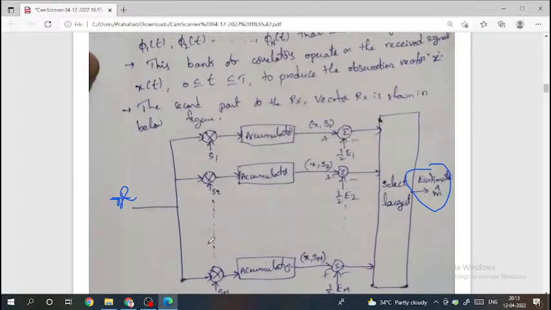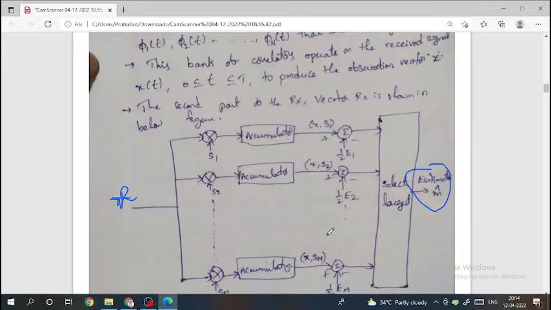See here, these m signal vectors are individually multiplied with the corresponding observation vectors, and the resulting products are successively summed in the accumulators to form the corresponding set of inner products. So, what are the inner products? X comma S1, X comma S2, X comma Sm. These are the inner products. These will be available in the accumulator.